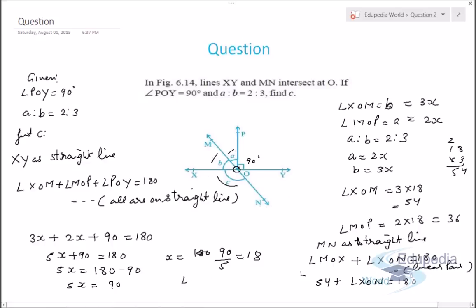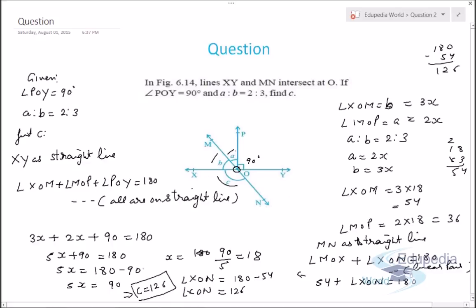So what we get? Angle XON will be equal to 180 minus 54. So we can subtract 180 minus 54. It will be 126. So we got angle XON as 126. So this implies C is 126. So this is how we can solve these types of questions.